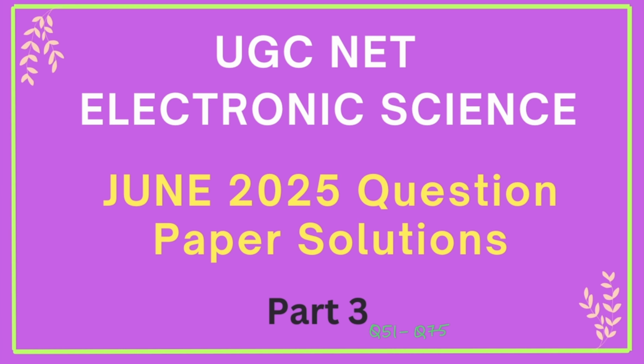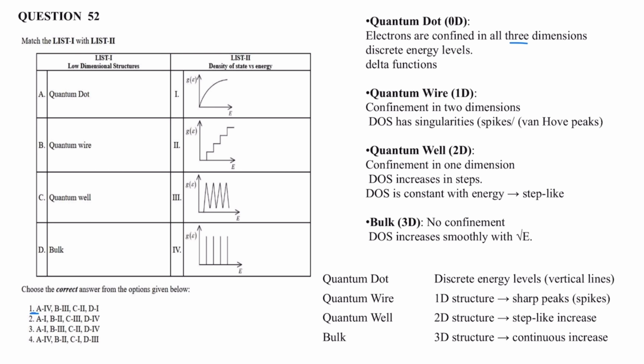Question number 51. In layout design rule, what should be the minimum width and spacing of metal and diffusion layers? Minimum width is 2 lambda, and spacing of metal and diffusion layers is 2 lambda. The correct answer is 4 lambda, option 4.